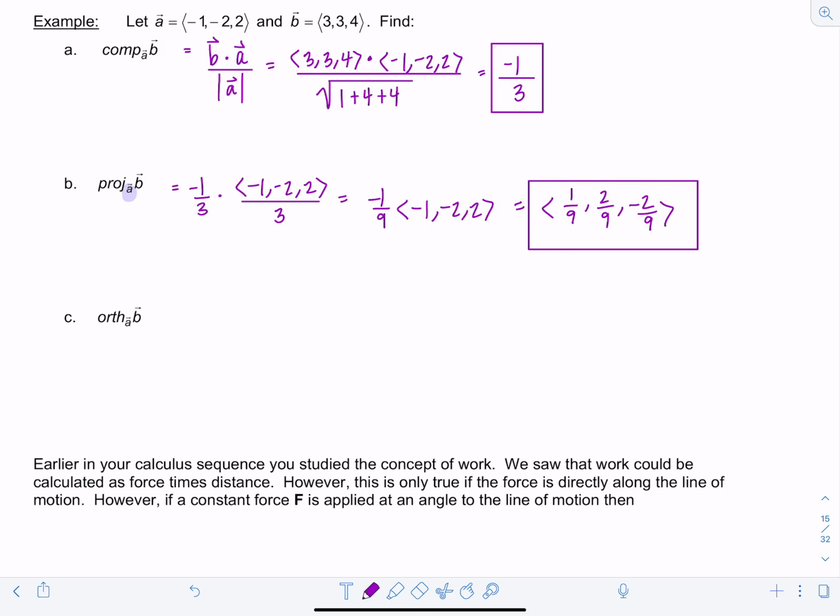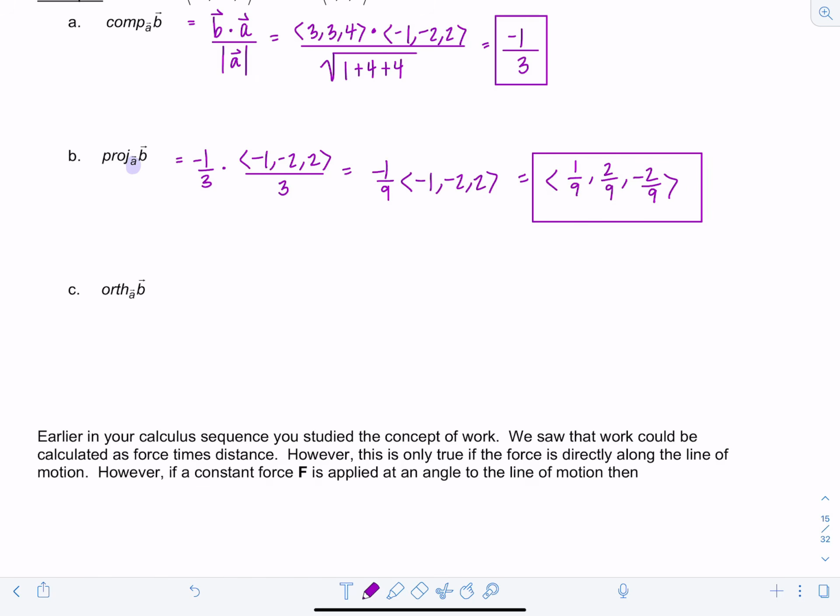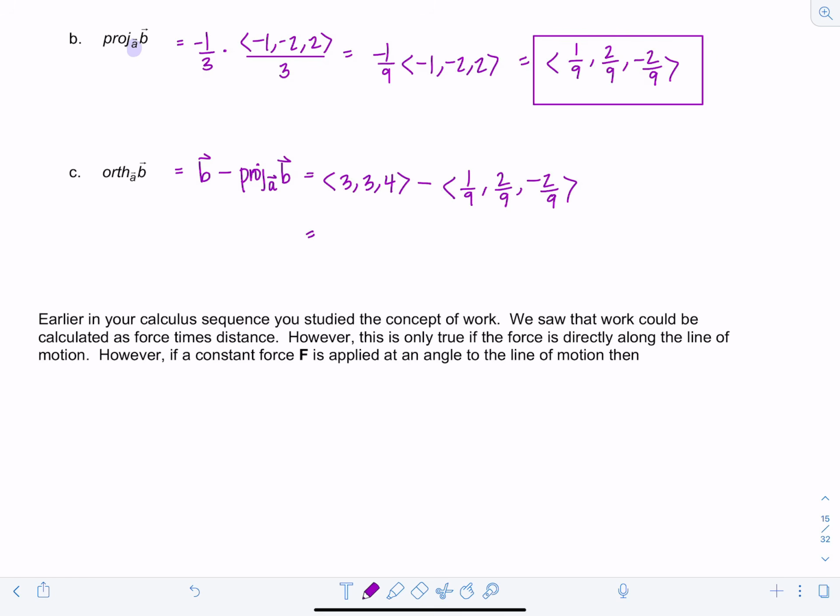What about the orthogonal projection of B along A? Well, you can just apply the definition directly. That's B minus the vector projection of B along A. So that's going to be, vector B was <3, 3, 4>, minus the vector that we have up above, <1/9, 2/9, -2/9>. Okay, and then subtracting from here, 3 is going to be 27/9. So we have 26/9. Then we have 25/9. 36 plus 2, so 38/9.